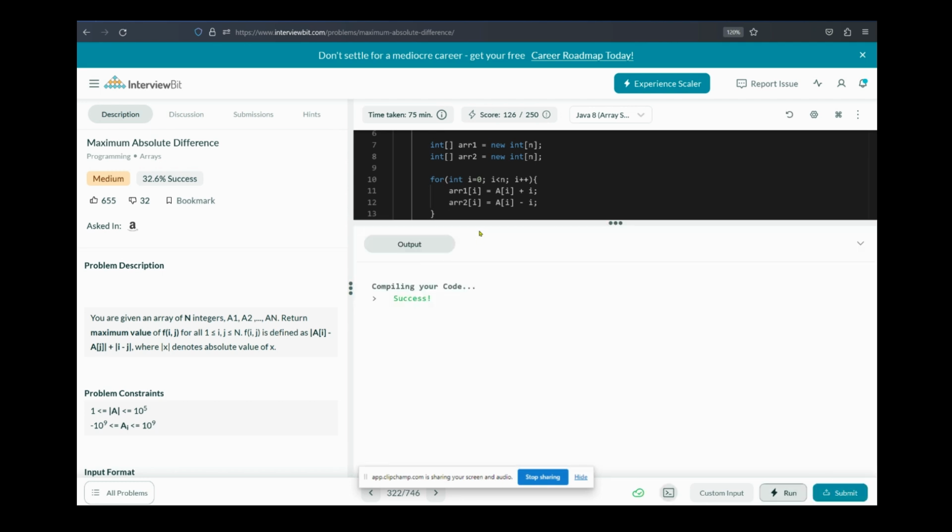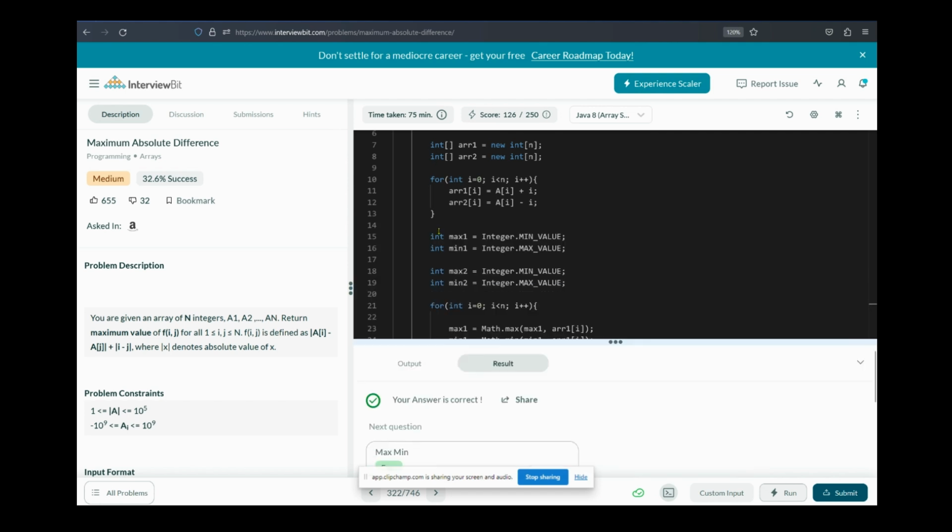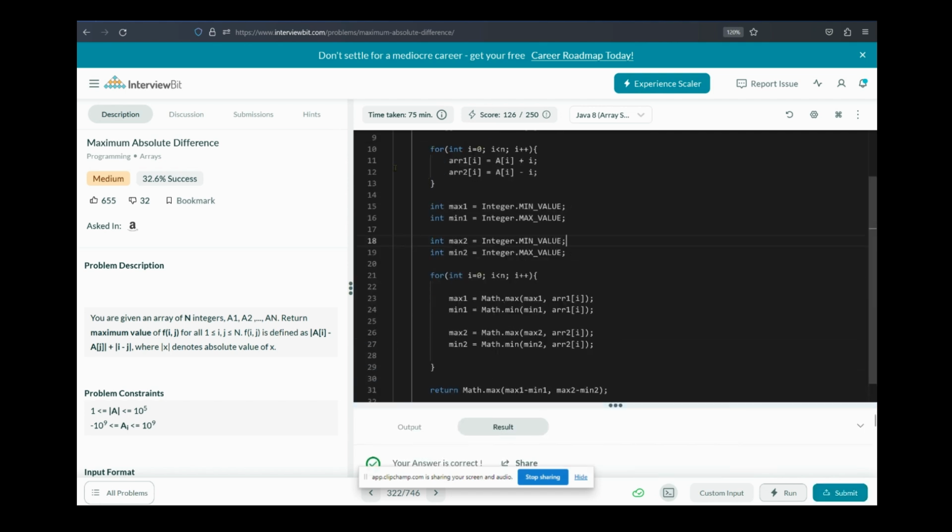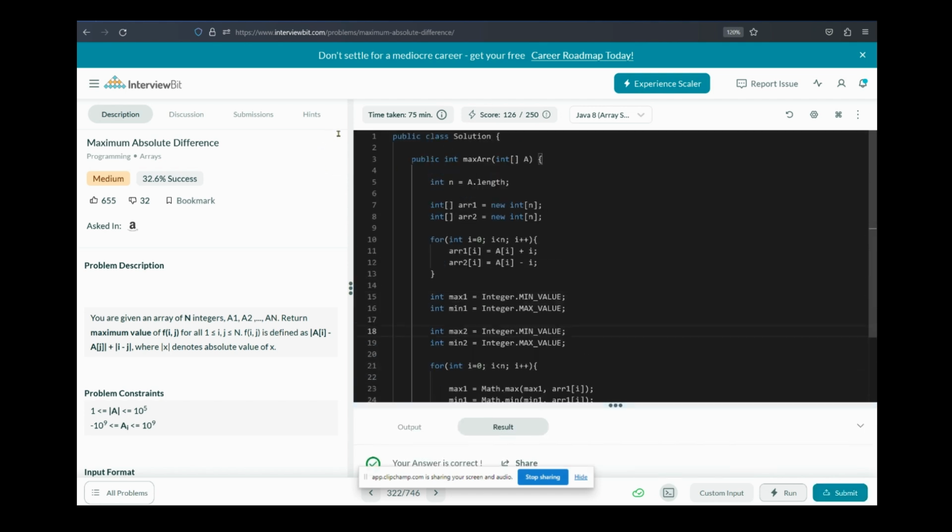Let's try to run this. Okay, this works. There's another interesting thing that we can do. Here we were trying to create two different arrays, array 1 and array 2, to get the max and min values within these. We really don't need these arrays. We can directly compute the maximum values without using any extra space.